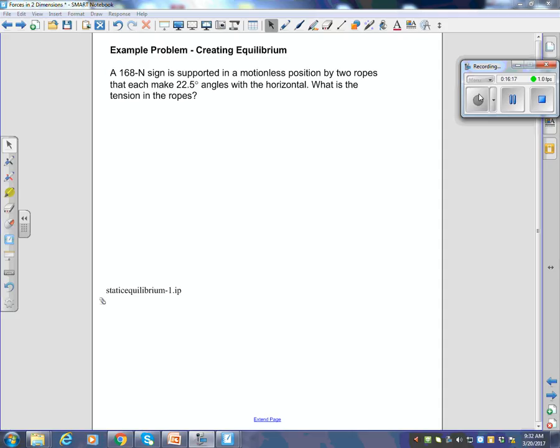A 168 newton sign is supported in a motionless position by two ropes that each make 22.5 degree angles with the horizontal. What is the tension in the ropes? So what they've done is they've already taken mass times gravity. Oh? Okay.